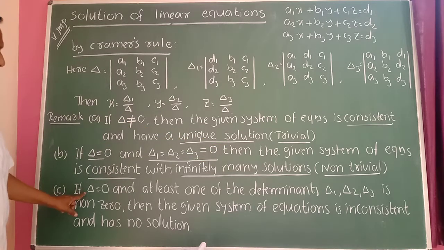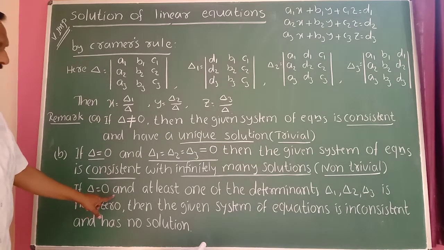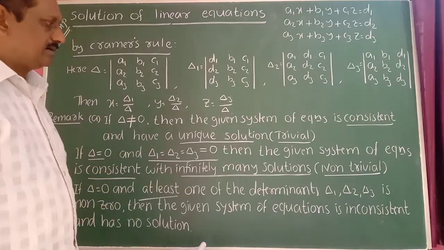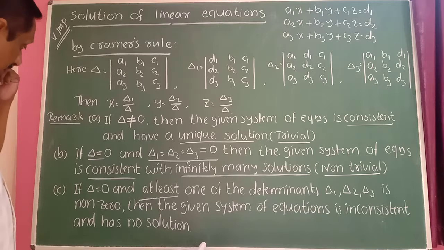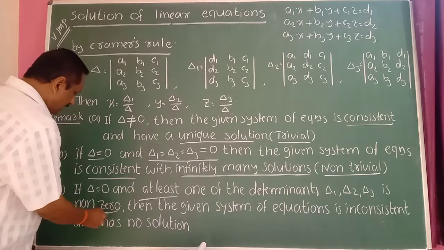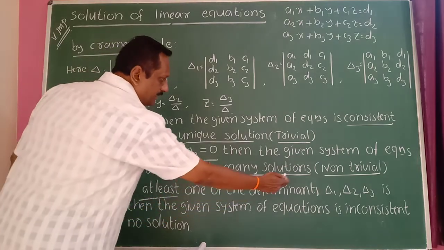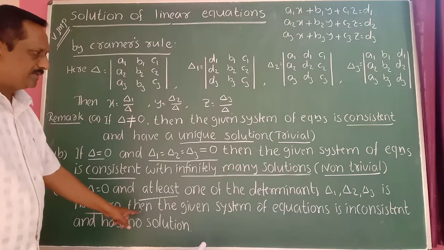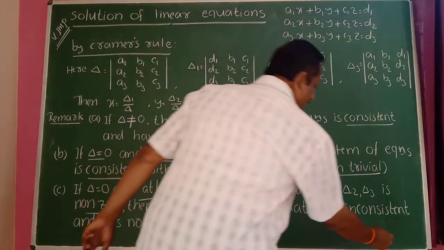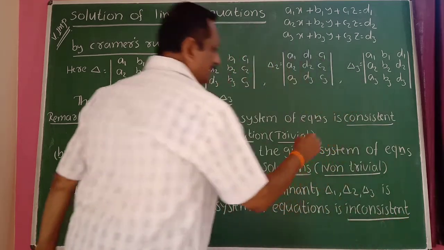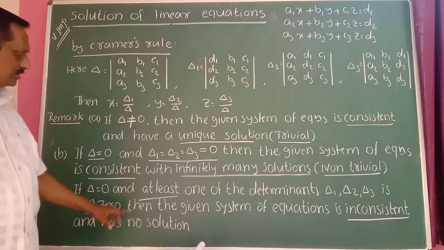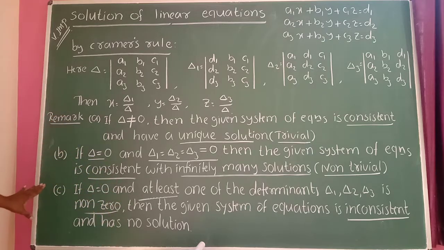If delta is equal to 0 and at least one of the determinants delta 1, delta 2, delta 3 is non-zero, then the given system of equations is inconsistent and has no solution. So these are very important results.